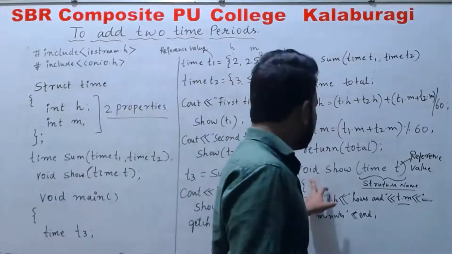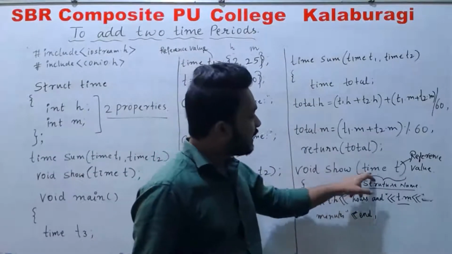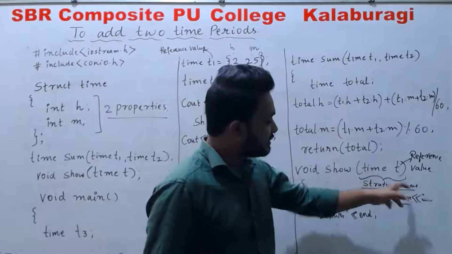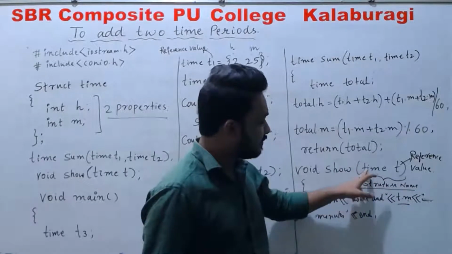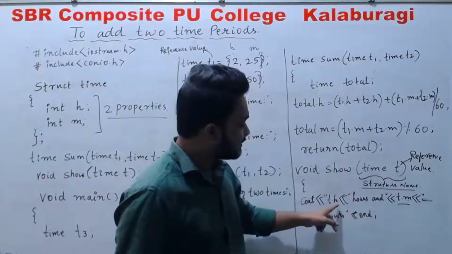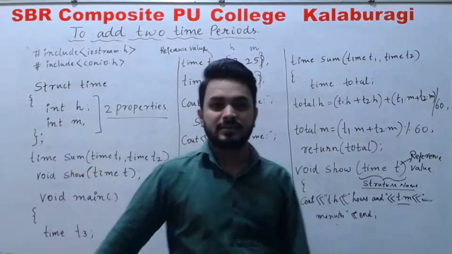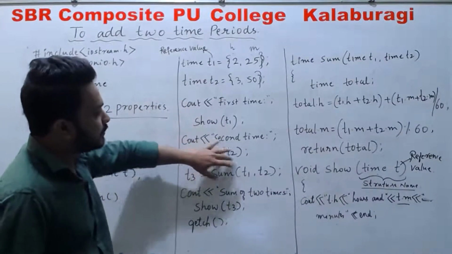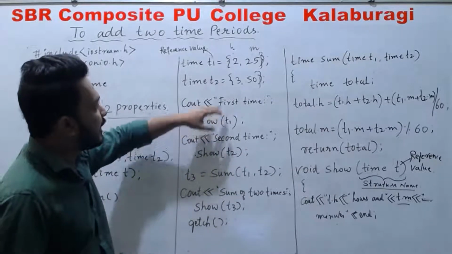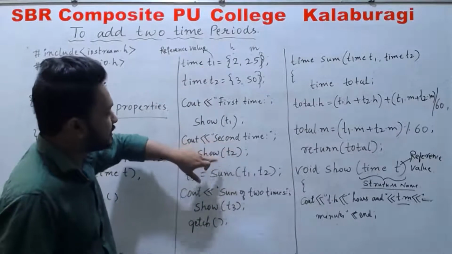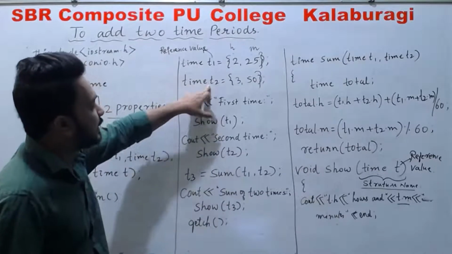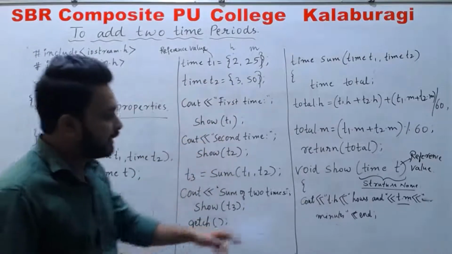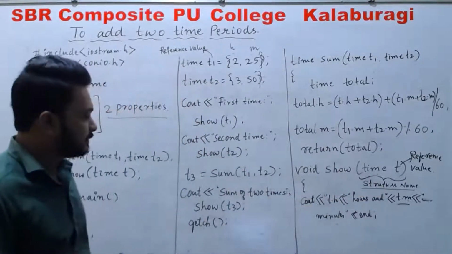So this is a function void show time t. T is a reference value. The whole is a structure name, correct? Time t. From this t, I am accessing h and m in the structure, correct? So these steps we have seen, right? Show T1, show T2. Show is a function I am calling, adding T1. Second, I am calling the second time, then T2 I am adding. This will give output as 225 here, 350 here, with the T dot H and T dot M, correct?